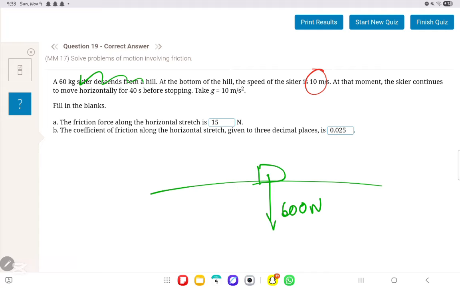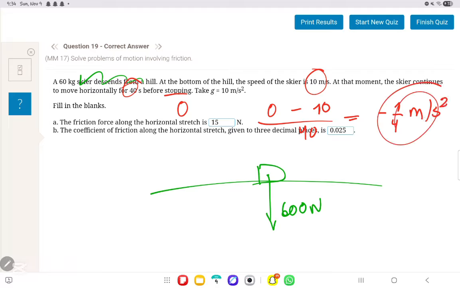From 10 meters per second he goes to rest, so 0. And the total time is 40. So v final minus v initial over the time gives me the acceleration: 0 minus 10 over 40, that is minus 1 over 4 meters per second squared. This is the acceleration. Now we don't forget about the normal force as well. And what do they want? They want the friction force. My friction force is backwards. There is no pushing force.